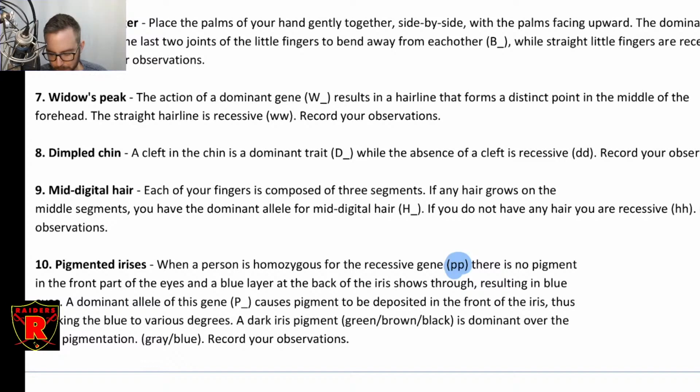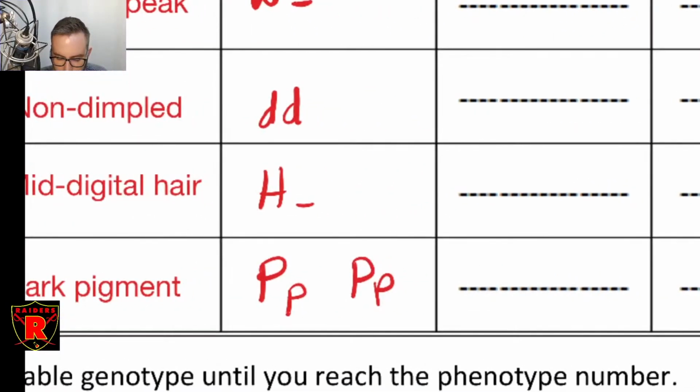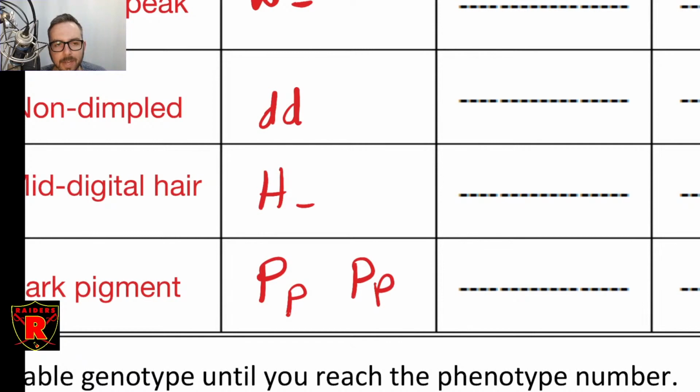I do. Actually, a bunch of it got singed off because we had a fire the other day, like a campfire. But it's still there. So that mid-digital hair is dominant. And they're using H's here for this one. So I do have mid-digital hair, which means I have capital H blank. If you do not have hair on any of the middle of your digits, the middle bone, then you would have little h. No mid-digital hair. Or hairless mid-digit, I guess you would call it.